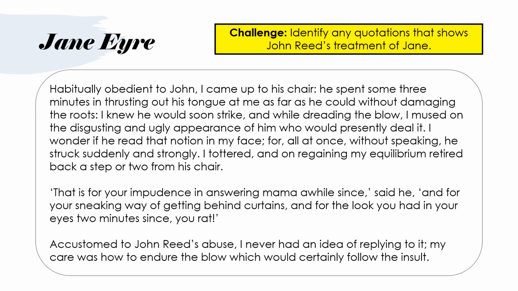As we read through this, we're going to be thinking about, can we identify any quotations that show John Reed's treatment of Jane? That's going to be feeding into the question that we looked at a moment ago. So it's really important that you think about any key or judicious quotations that are going to help us respond to the question effectively. It says then, "Habitually obedient to John, I came up to his chair. He spent some 3 minutes in thrusting out his tongue at me as far as he could without damaging the roots."